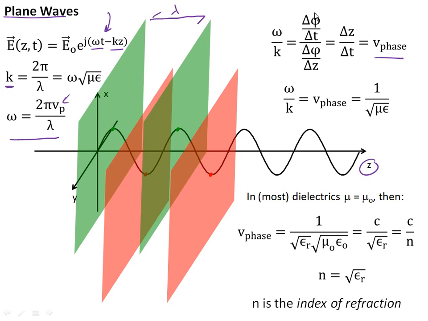We can see that because omega is just the temporal rate of change of the phase. k is just the spatial rate of change of the phase. And of course, if we solve this out, these delta phis are going to cancel, and omega over k gives you the phase velocity, or how fast the wave is traveling, which we know is equal to 1 over the square root of mu epsilon. In most dielectrics, the permeability, mu, is just equal to the permeability of free space, and so we can write our phase velocity as c over the square root of the relative permittivity, or just c, the speed of light, divided by the index of refraction, where the index of refraction is given by the square root of the relative permittivity.